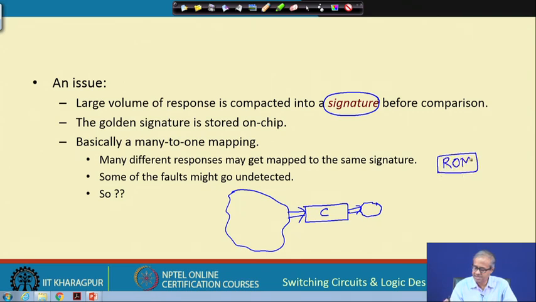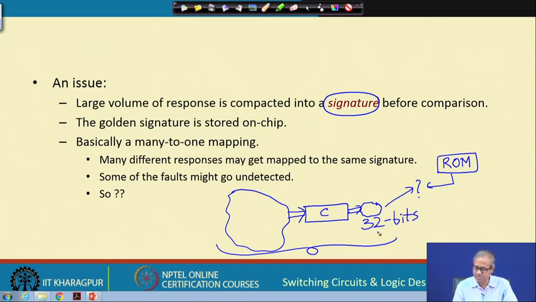because this signature is relatively much smaller in size, you can store this golden signature, that means the signature in the absence of any faults. So, through fault simulation you can do this experiment beforehand, you calculate the good signature, you store it in a ROM, and you can compare this signature with the signature stored in the ROM, whether they are equal or not, right. But you see, here we are having a many to one mapping. A huge set of data is being compacted into a very small signature. Typically, let us say the signature can be as small as 32 bits.